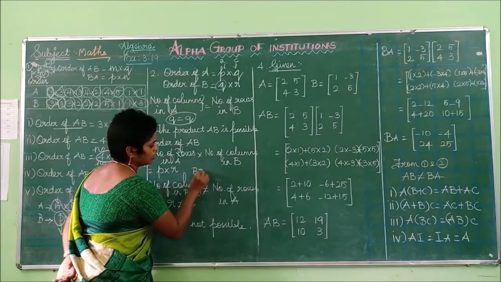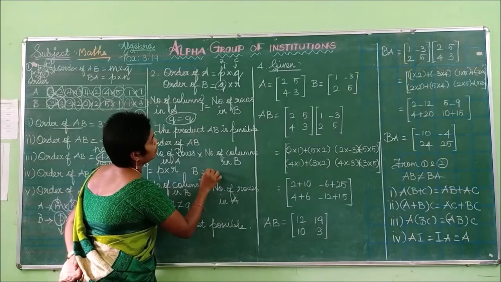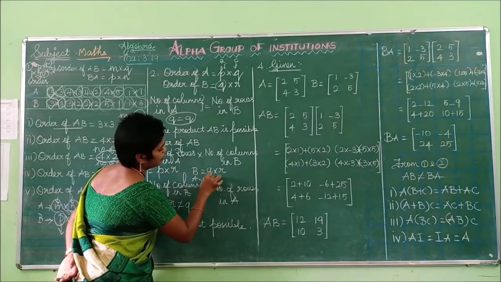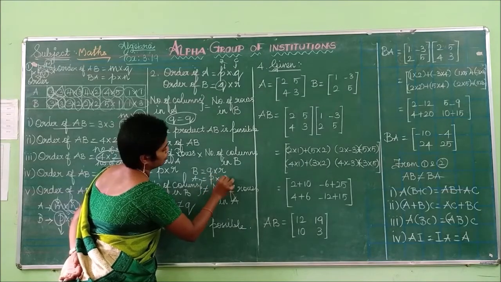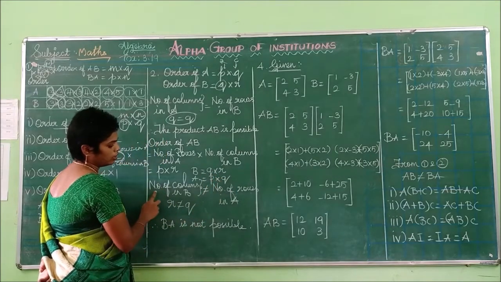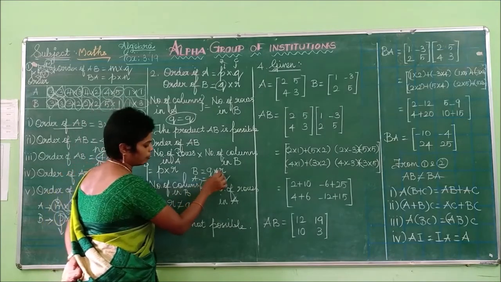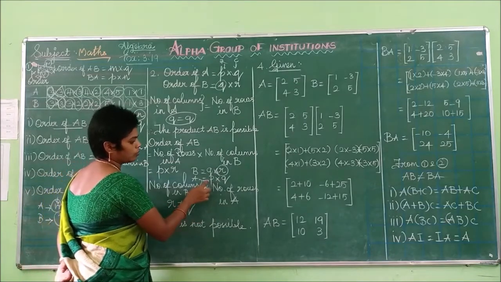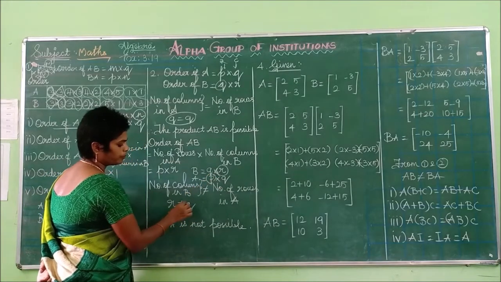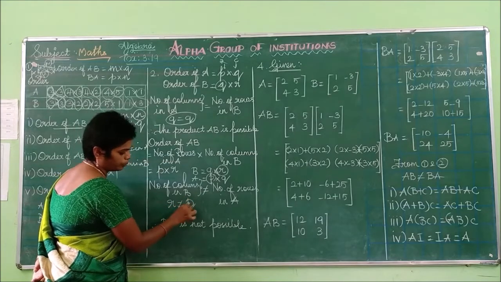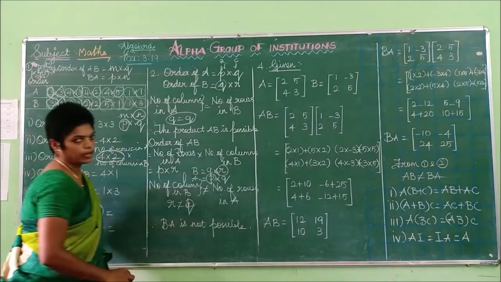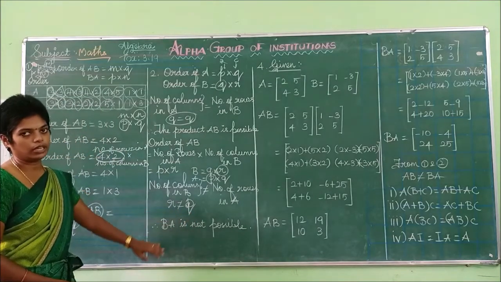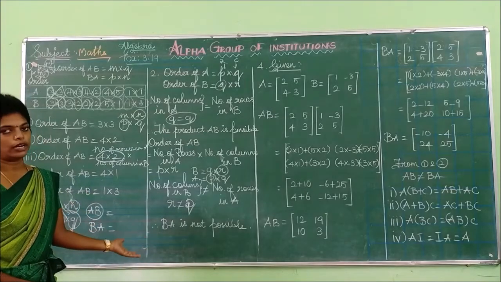So BA, what is our format here? Here our format is Q cross R, A which is equal to P cross Q. So what is our condition here? Number of columns in B. Here number of columns in B is R. Number of rows in A. Here rows in A is what? P. So R is not equal to P, so BA is not possible. If it is equal only, it is possible. If it is not equal, the product is not possible.